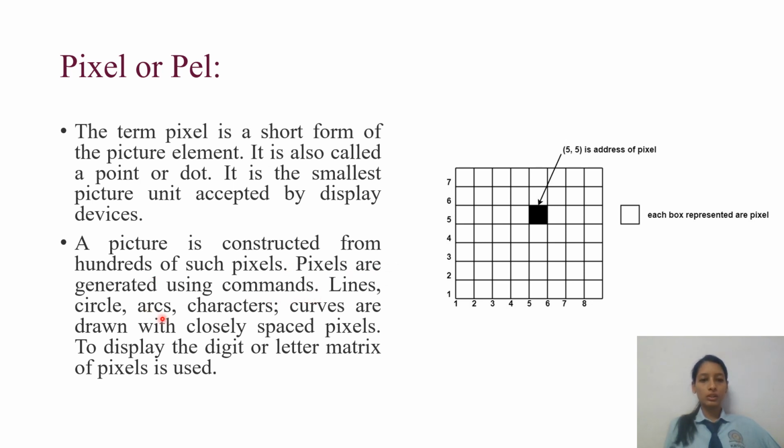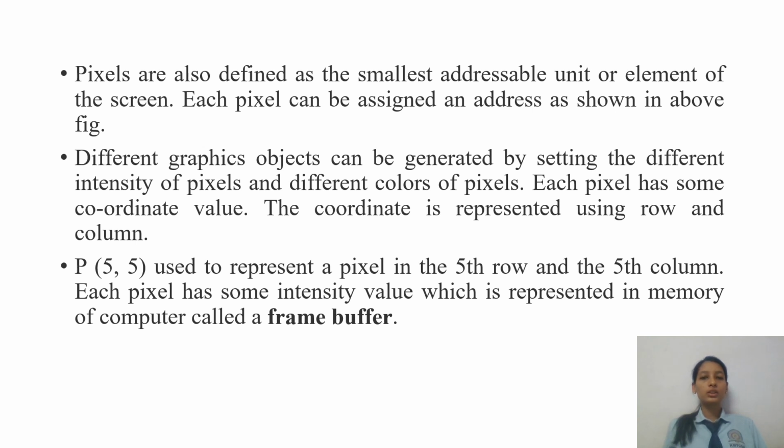Lines, circles, arcs, characters, curves are drawn with closely spaced pixels. To display digits or letters, a matrix of pixels is used. Pixels are also defined as the smallest addressable unit or element of the screen. Each pixel can be assigned an address as shown in the above figure. Different graphics objects can be generated by setting different intensities and different colors of pixels.